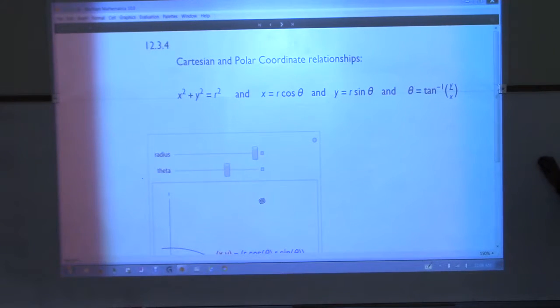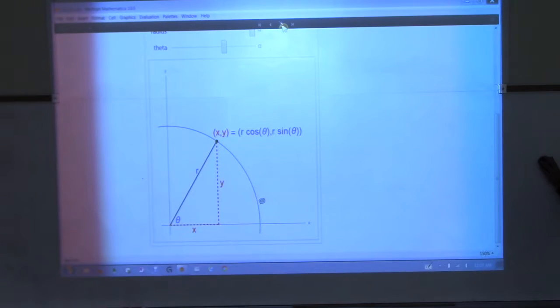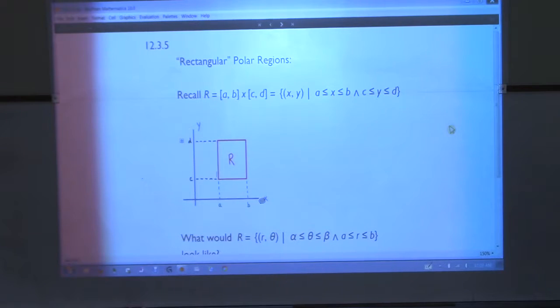Just remember that. Anytime you see x anywhere, you can always replace it with r cosine theta. Anytime you see y, you can replace it with r sine theta. And we can go back and forth. You can go from polar coordinates to Cartesian and Cartesian back to polar. So now we're going to move forward.